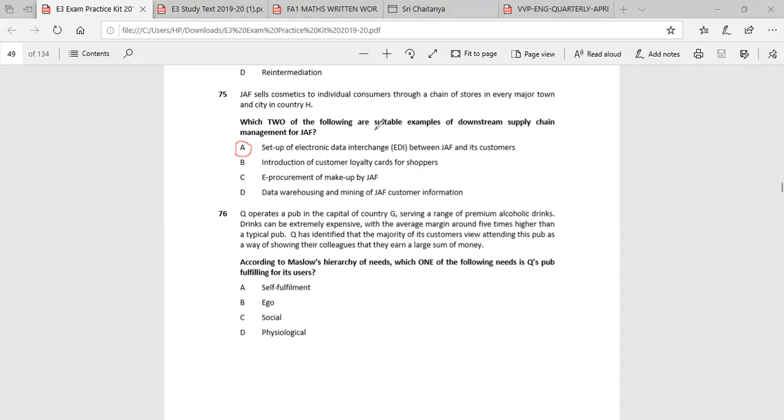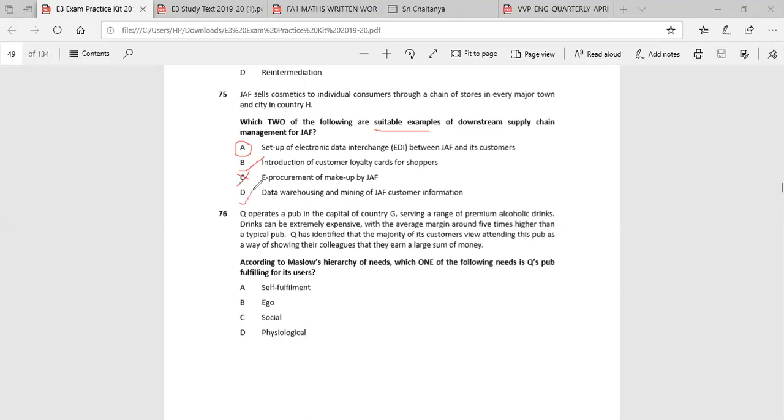So all of you have agreed. B will be introduction of customer loyalty cards for shoppers, so with the customers. Procurement should be ruled out. Procurement is about upstream. So rule out C completely. E-procurement is not a part of this one. Then we have D, data warehousing and mining of JF customer information. So the customer information is D.